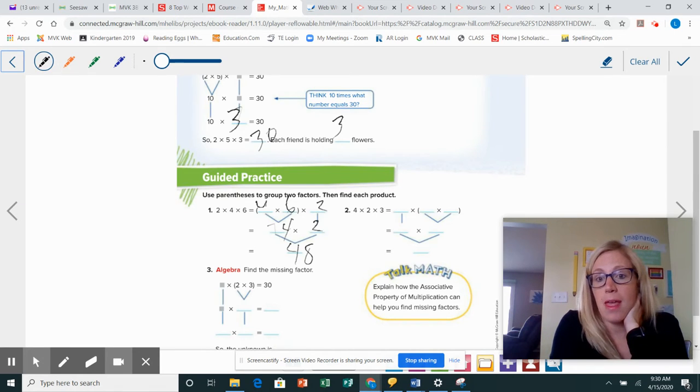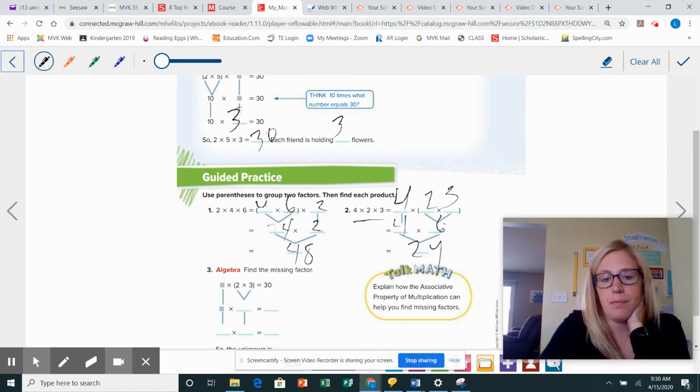That was a different way to do it. I'm going to do it how they have it set up this time. 4 times 2 times 3. 2 times 3 is 6. 4 times 6 is 24.